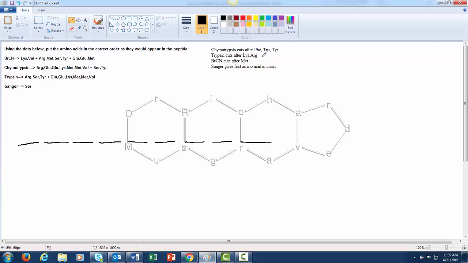These are the rules that we're going to use, and I've got them up here so you can look at them and see what I'm talking about when I say cuts after something. So you can see that Sanger gives the first amino acid in the chain, so we know that that's going to be Ser.